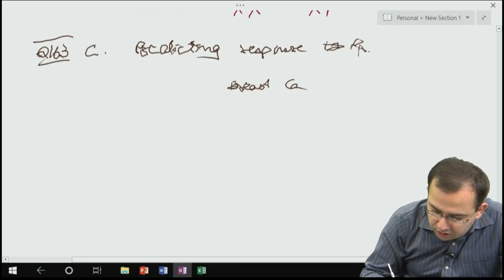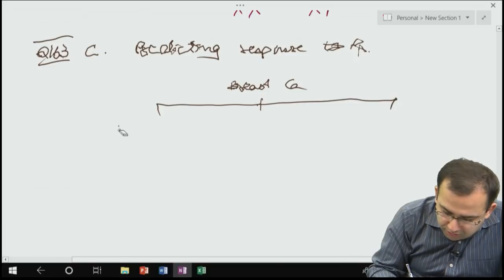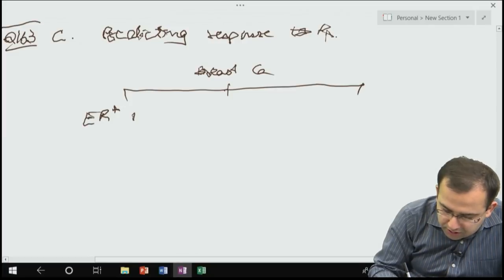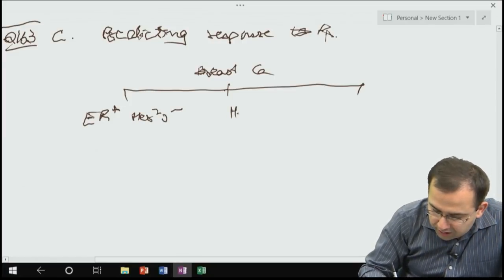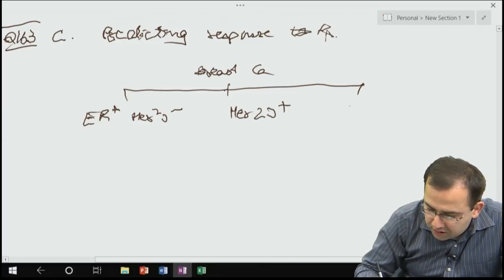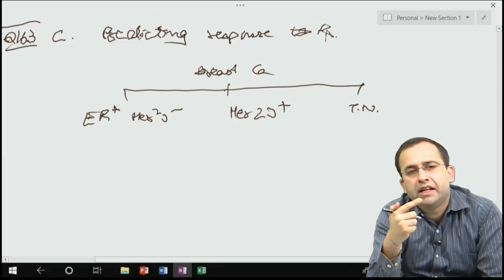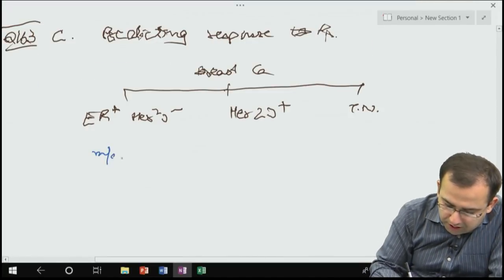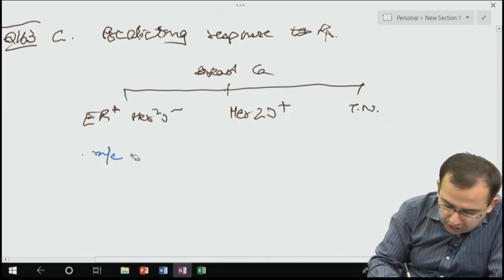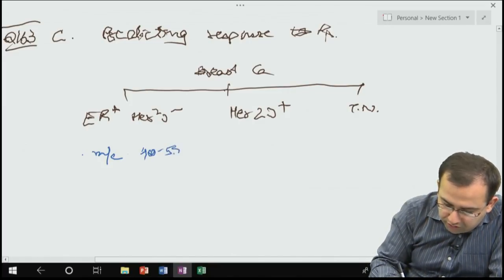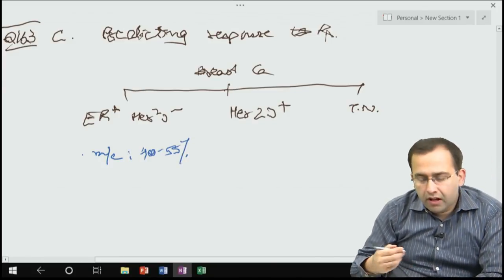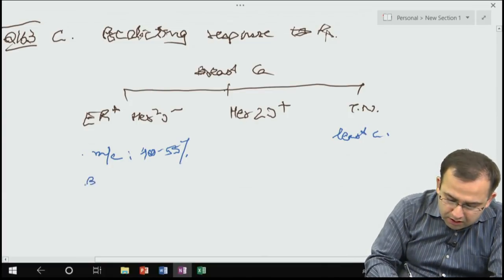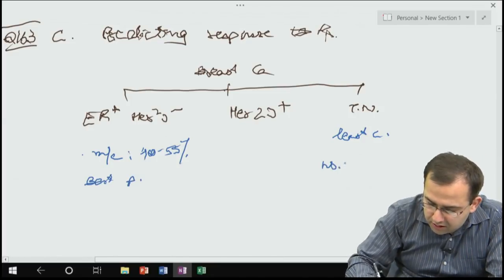Breast cancer classification, we divide it into three types: ER positive, HER2 new negative, HER2 new positive, and triple negative. Triple negative is ER, PR, HER2 new negative. First point, most common, ER positive, HER2 new negative. How common? 40 to 55%, ER positive, HER2 new negative. Least common, triple negative. Best prognosis, ER positive, HER2 new negative. Worst prognosis, triple negative.